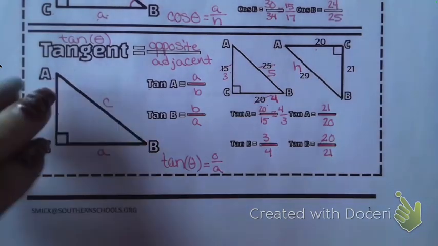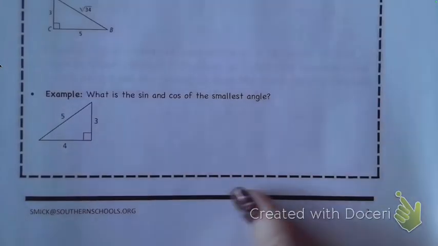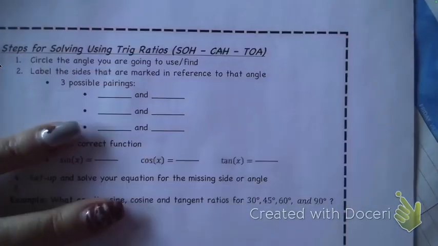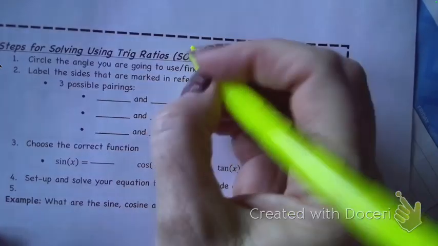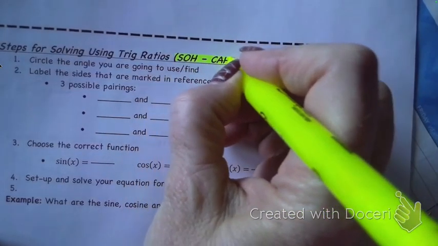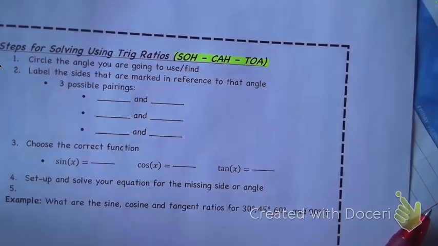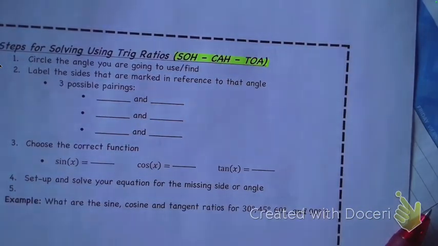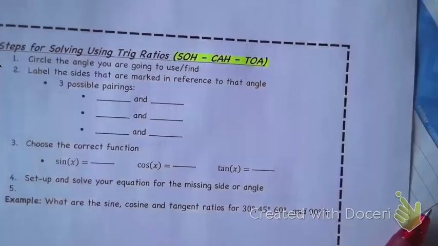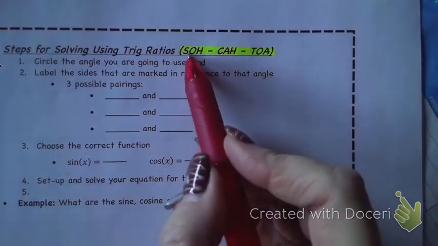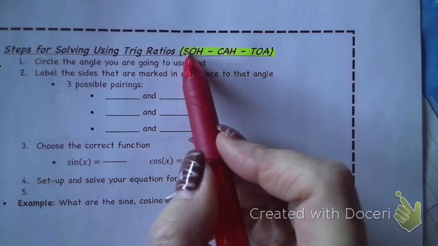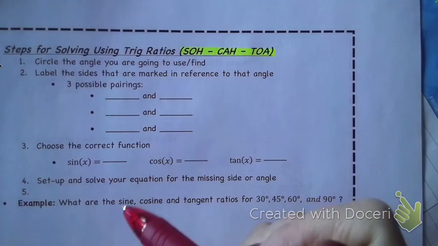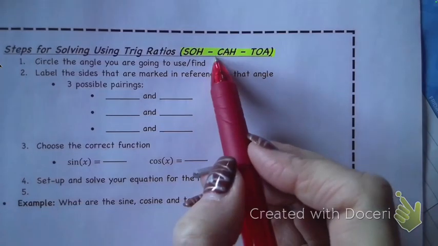Okay, so we don't have any more examples, but I do want you to go to the next page real quick. Right here, if you have a highlighter at some point, you might want to do this. We have SOHCAHTOA. What do you think SOHCAHTOA stands for? What's S stand for? Sine. What's O stand for? Opposite. And what's H? Hypotenuse. Is sine opposite over hypotenuse? Yes.